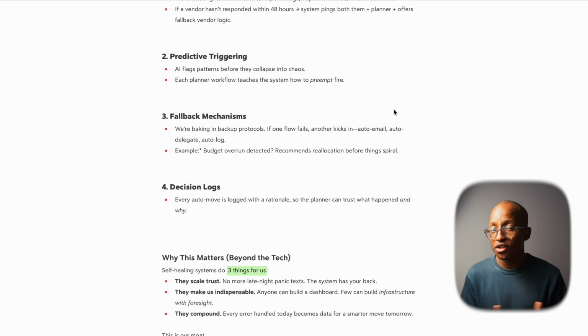Third, compounding leverage ties hand in hand with what we're doing. Every error handled today becomes data for a smarter move tomorrow, making smarter moves each and every single day. This overarching thing that we're building ultimately becomes our moat. We need to hit on all fronts, refining the process, understanding where we're failing, where we're going to be improving, and also scaling into the future.